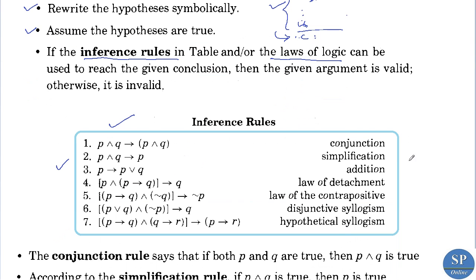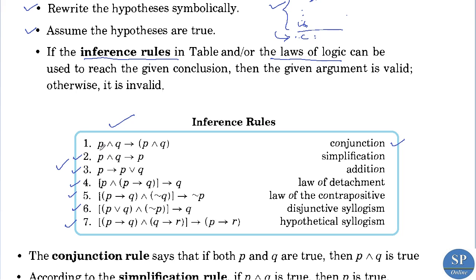Now, what are inference rules? There are 7 inference rules. First one is conjunction. Second one is simplification. Third is addition. Fourth is law of detachment. Fifth is law of contrapositive. Sixth one is disjunctive syllogism. And last one is hypothetical syllogism. Now, what are these inference rules?